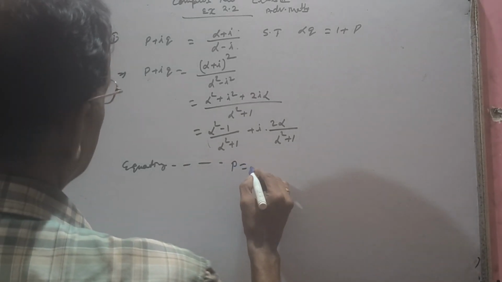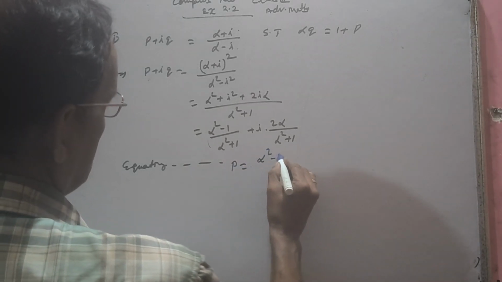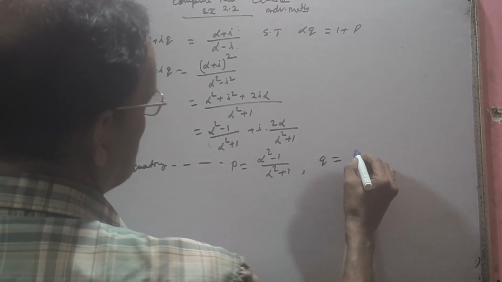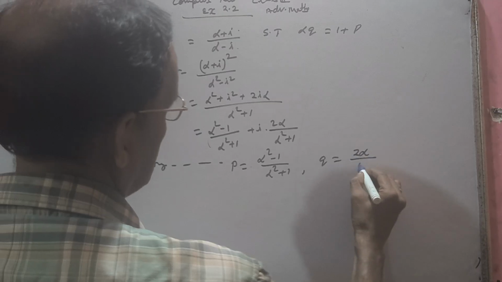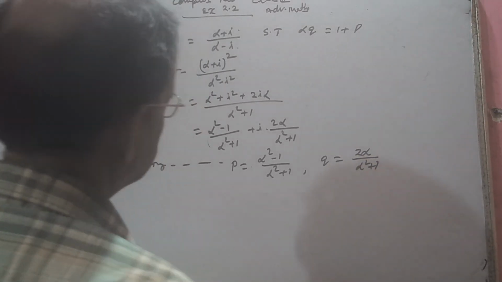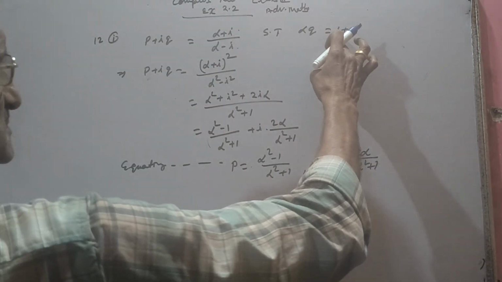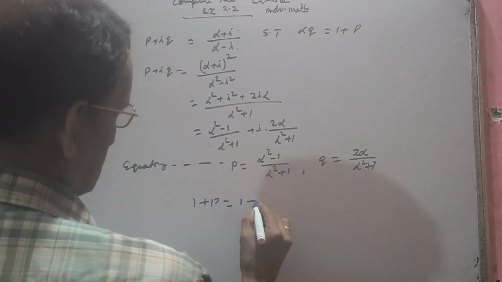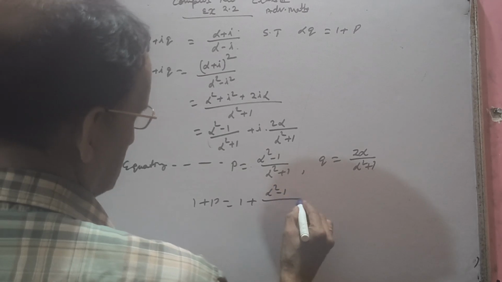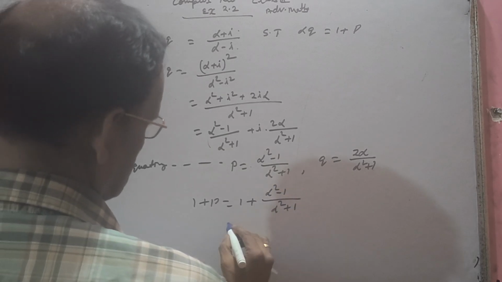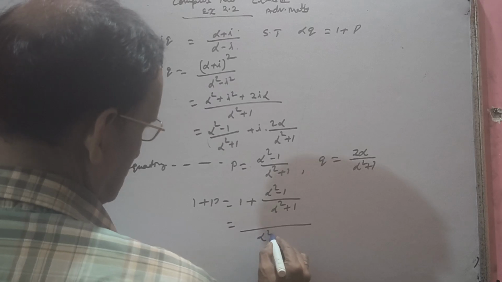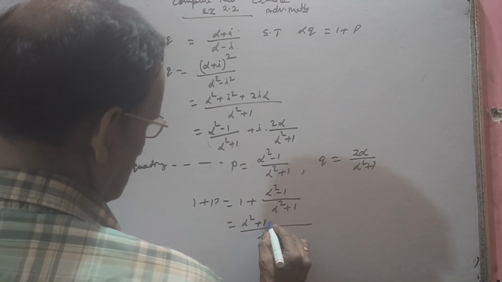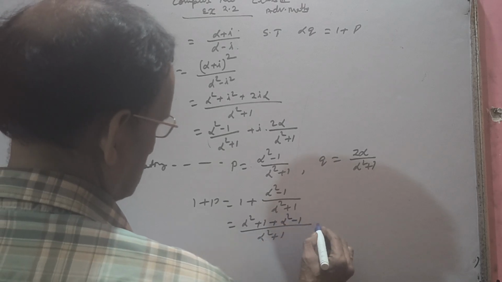So P equals what you will get? (Alpha square minus 1) by (alpha square plus 1). And Q equals what you will get? Twice alpha by (alpha square plus 1). See, 1 plus P, the hint is given here. To find 1 plus P, so 1 plus (alpha square minus 1) by (alpha square plus 1). Just simplification. Take LCM alpha square plus 1. What will be alpha square plus 1 plus alpha square minus 1.